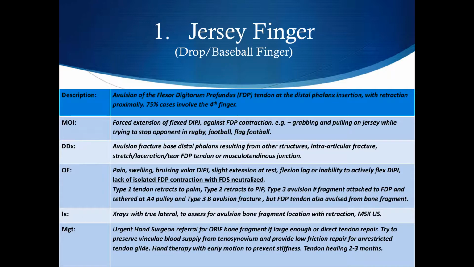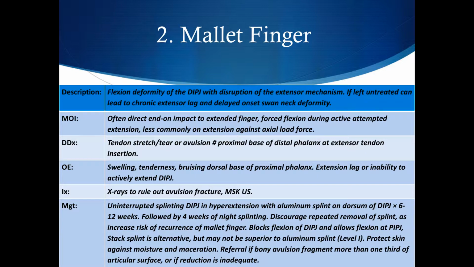The second condition we will discuss today is mallet finger, which is a flexion deformity of the DIP joint with disruption of the extensor mechanism. If this is left untreated, then this can lead to chronic extensor lag and delayed onset swan neck deformity. This is also called drop or baseball finger. The mechanism of injury is often a result of direct end-on impact to an extended finger or forced flexion during active attempted extension.